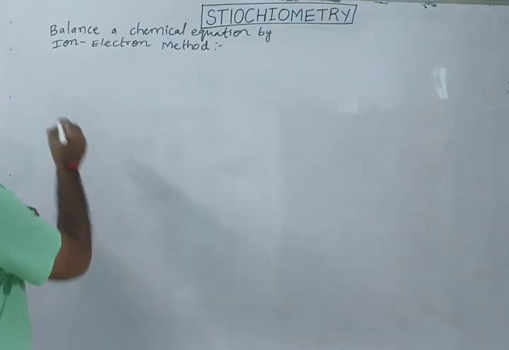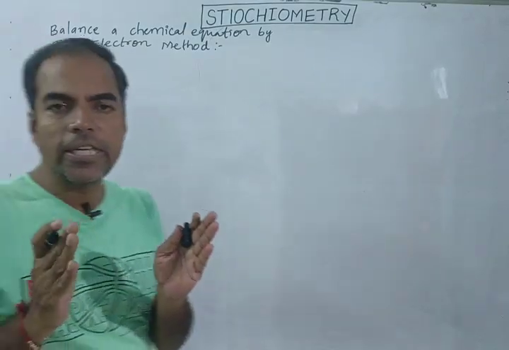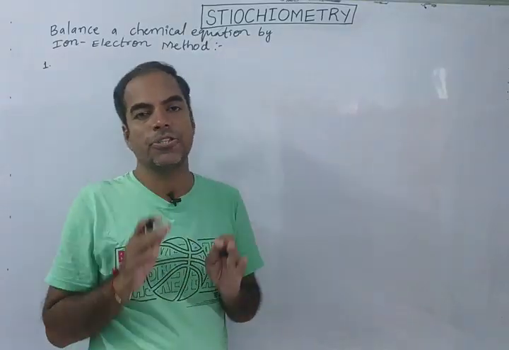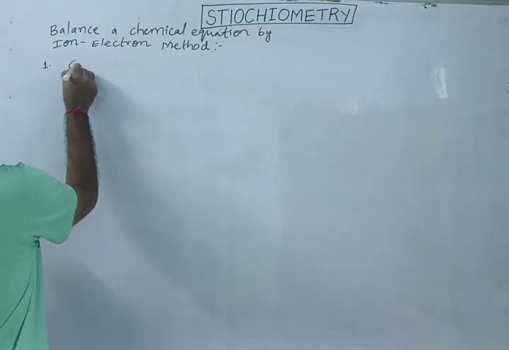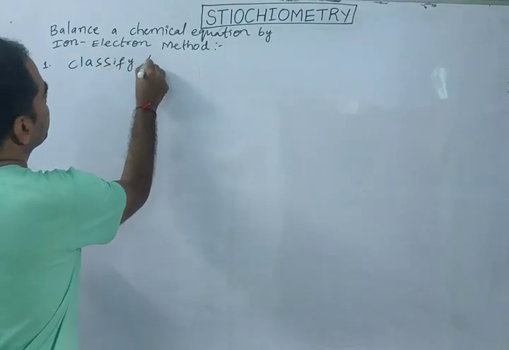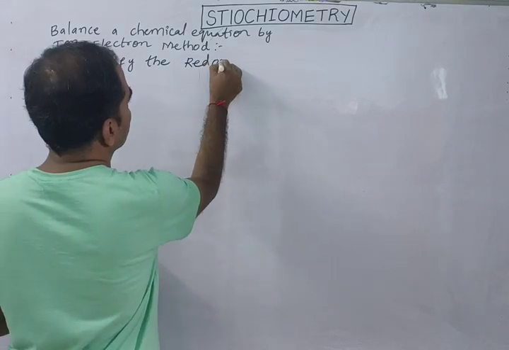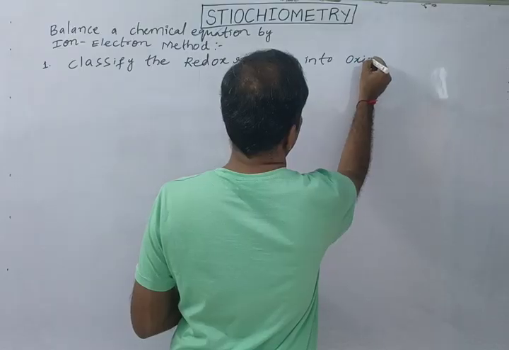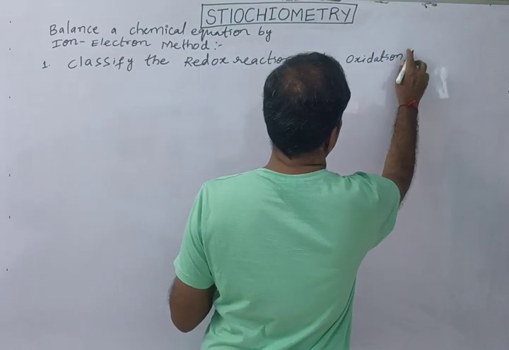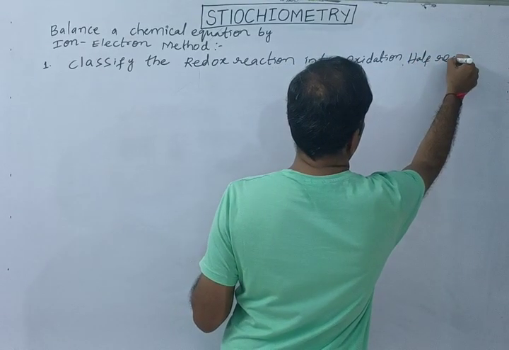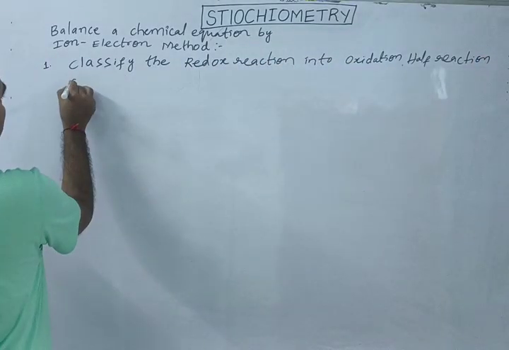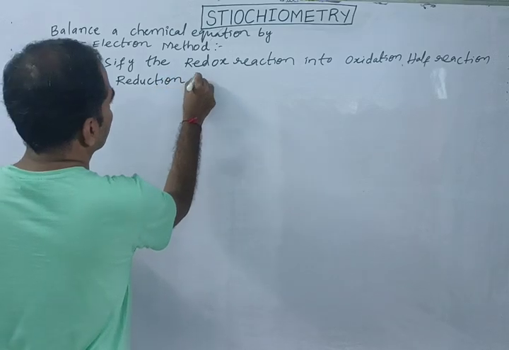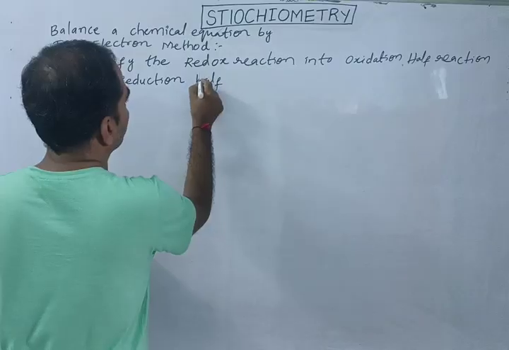In the ion electron method, step 1 is to classify the redox reaction into an oxidation half reaction and a reduction half reaction, based on finding the oxidation number.